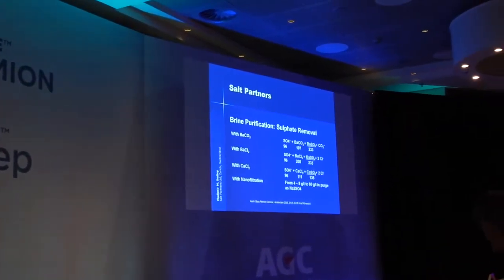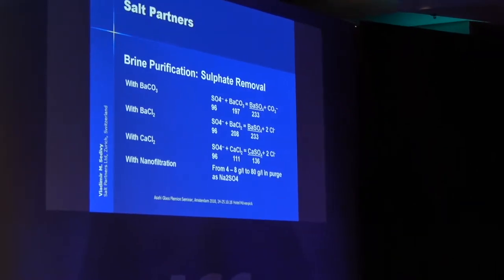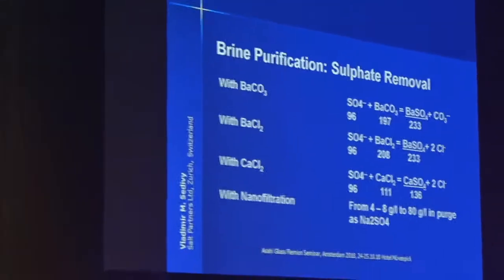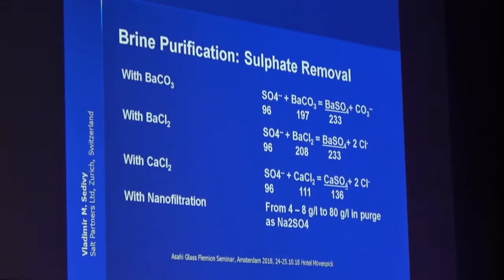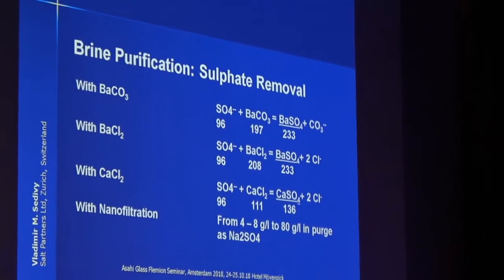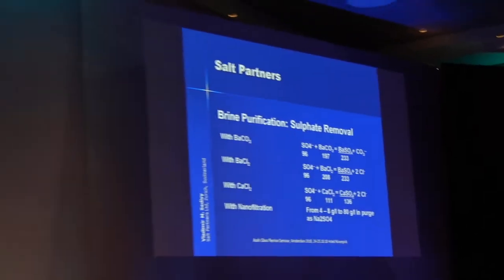Brine purification, sulfate removal. Also sulfate needs to be controlled, and these are the options. Barium is one possibility, calcium chloride is another, and nanofiltration is nowadays being generally used for sulfate control.